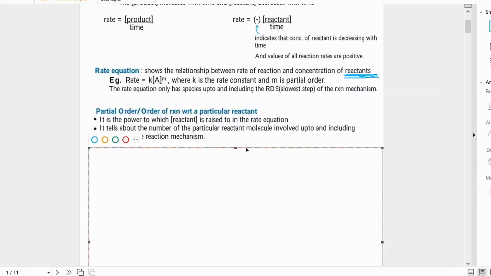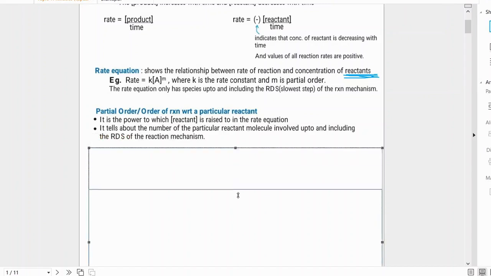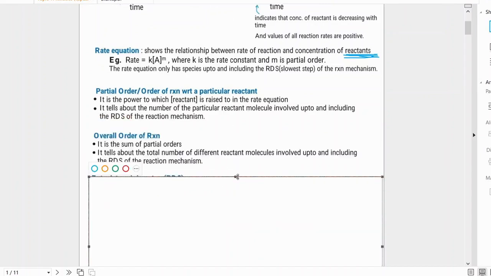So moving on. Partial order. Partial order is the power to which the concentration of a reactant is raised in the rate equation. Partial order also tells us about the number of particular reactant molecules involved up to and including the RDS of the reaction mechanism.